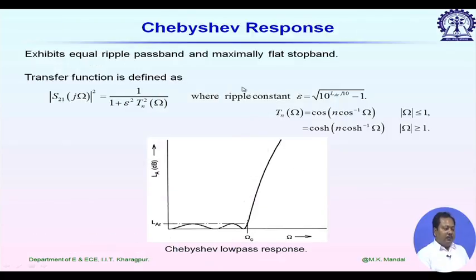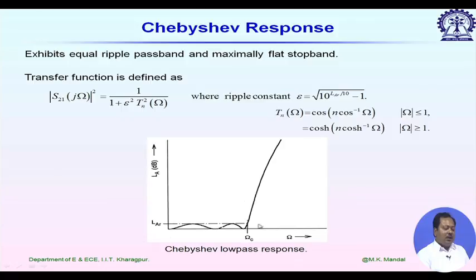Next, another example, this is for Chebyshev response. You can look at the plot. We have ripple in pass band, and in stop band we do not have any ripple. So, it exhibits equal ripple pass band and maximally flat stop band, and the transfer function is defined as 1 by 1 plus epsilon square into T n square, where epsilon is called the ripple constant. It can be given by square root of 10 to the power L A R by 10 minus 1. L A R is the specified loss value.